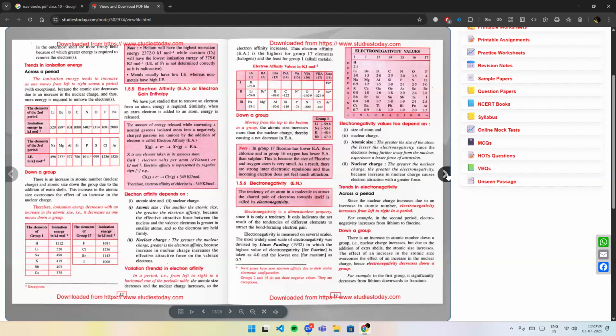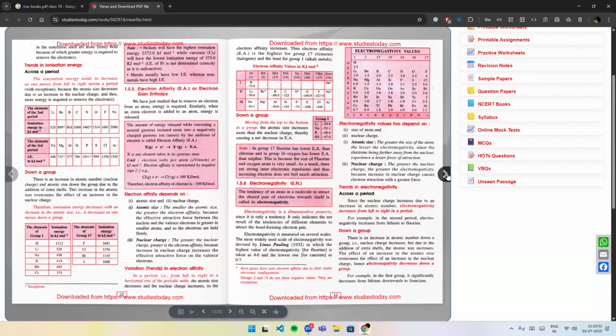Electronegativity. The tendency of an atom in a molecule to attract the shared pair of electrons towards itself is called its electronegativity. Electronegativity is a dimensionless property since it is only a tendency. It only indicates the net result of the tendencies of different elements to attract the bond-forming electron pair. Electronegativity is measured on several scales.